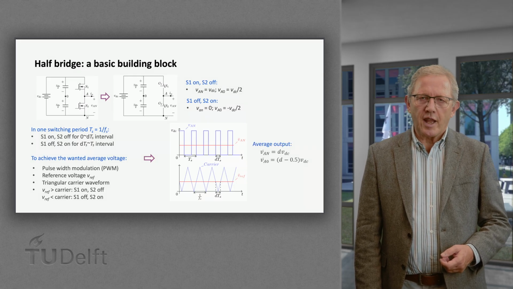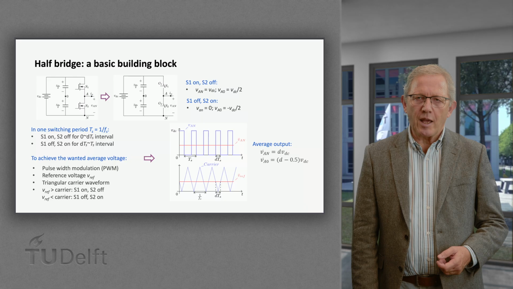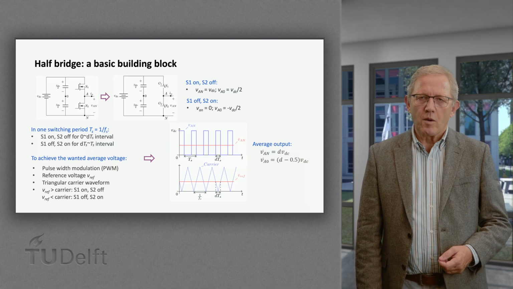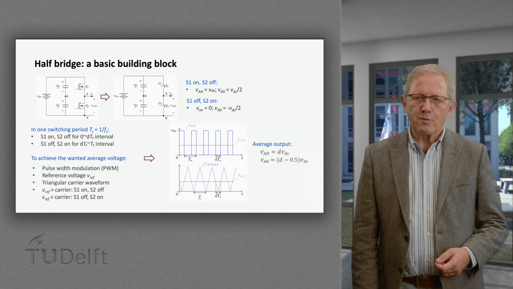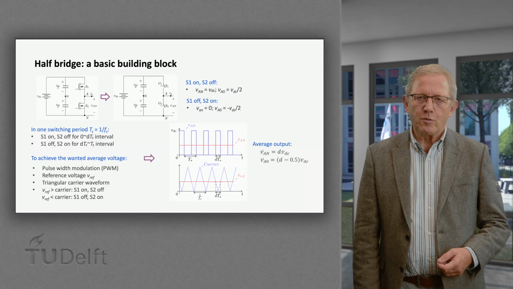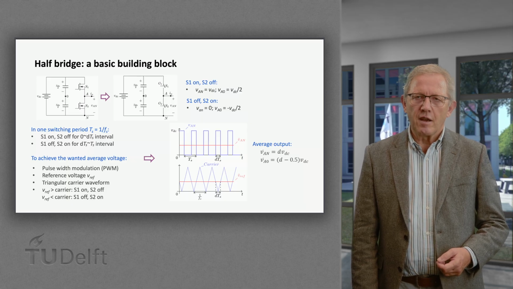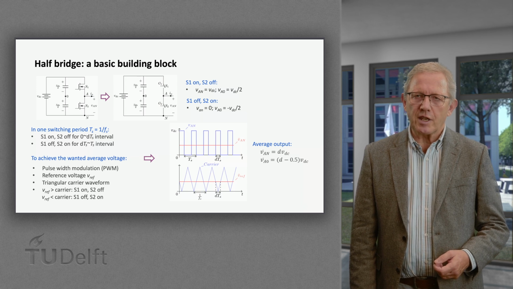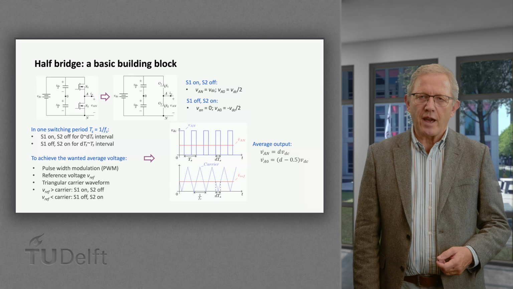Then we may call the ratio between S1 on time and the switching period the duty cycle D of S1, and represent it with the symbol D. The average output voltage between A and N would be D times VDC, and that between A and 0 would be D times VDC minus half of the VDC, or simply (D minus 0.5) times VDC.